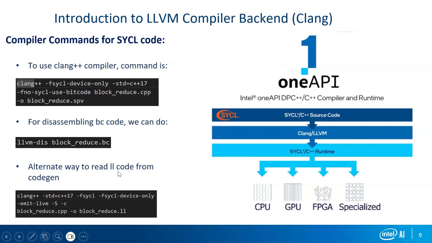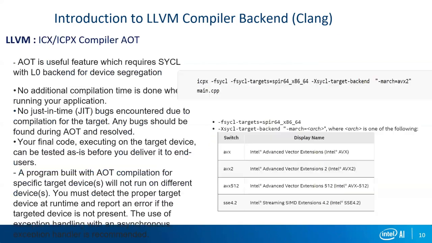We can also read from the LLVM disassembler after we have the final SPV files in this manner. This is a human readable format, so that you can directly get the .ll format from the CPP files, through which you can read the assembly code. Part of this is in the repo which I have mentioned, in the SYCL samples, in this particular block reduce sample, the LLVM code or the assembly code is already there in the repositories for reference.